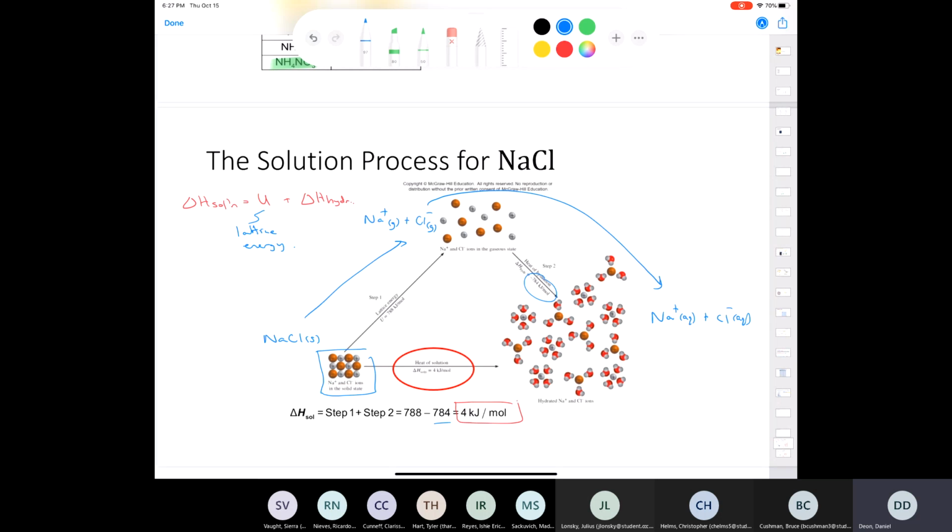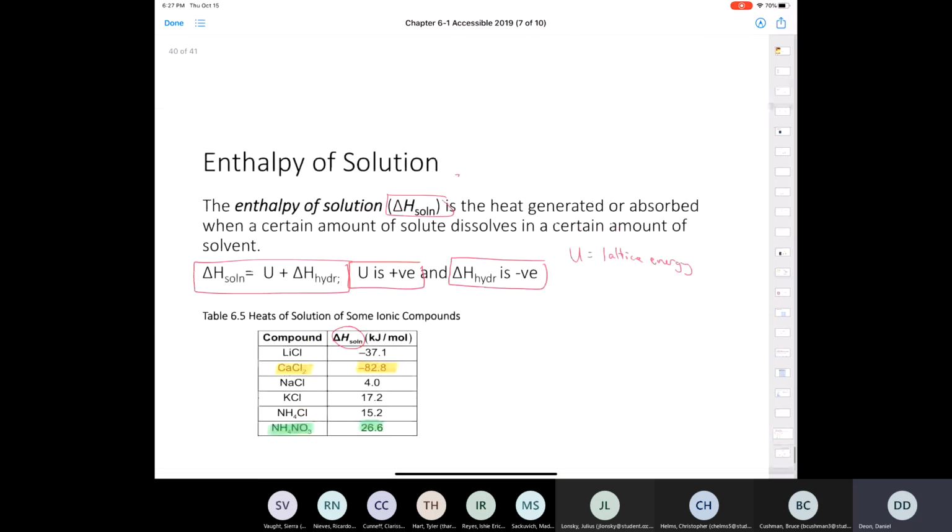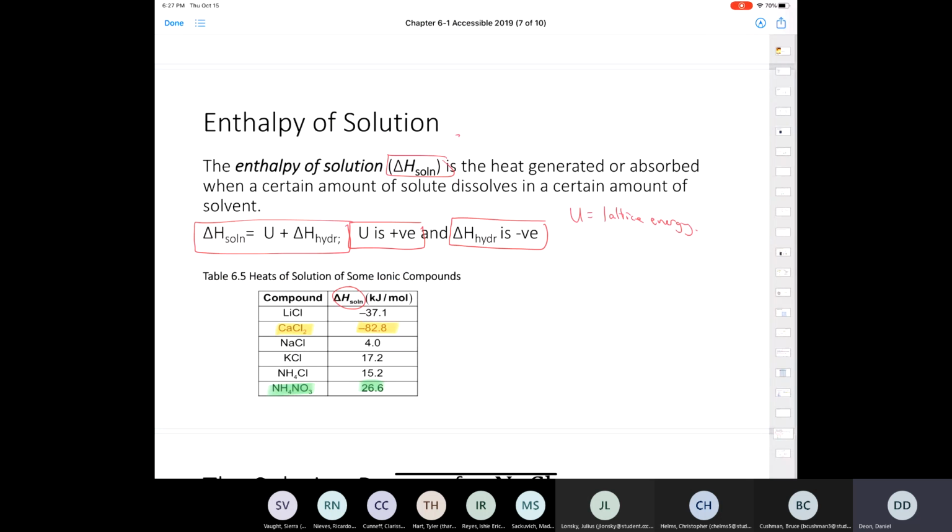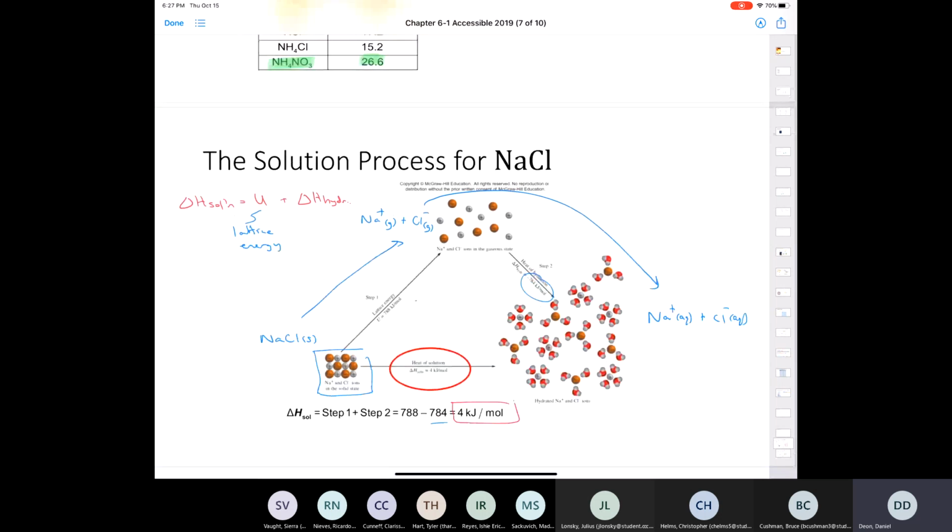So overall, when you tally those up, you get the heat of solution. And again, the heat of solution is the heat generated or absorbed when a certain amount of solute dissolves in a certain amount of solvent. So we take that solid ionic compound and put it in water, and we get the ions that are hydrated. Since enthalpy is a state function, it doesn't matter how we get to those ions. There's no way to measure the heat of solution directly, but we can measure the lattice energy and we can measure the heat of hydration. And when we tally those together, we get the heat of solution.